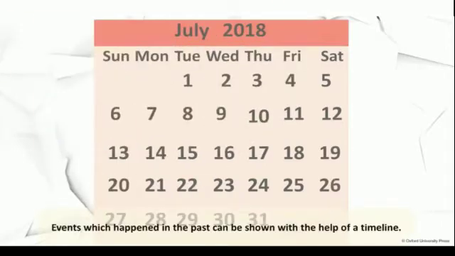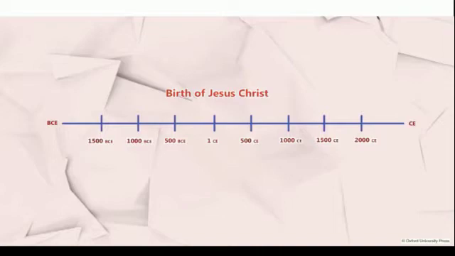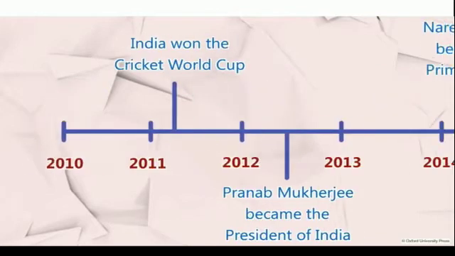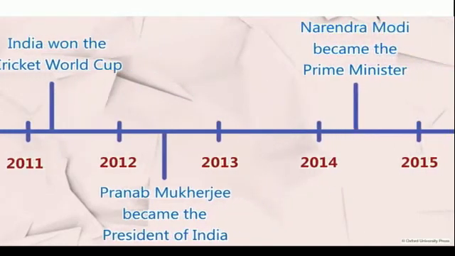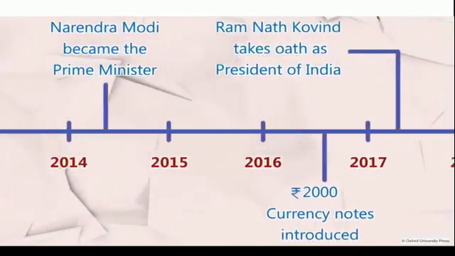Events which happened in the past can be shown with the help of a timeline. A timeline is a line used to represent time. It shows the events that have happened in the past in a chronological order. Look at the timeline. In this timeline, the past date and events are written on the left side. Recent events are written towards the right.